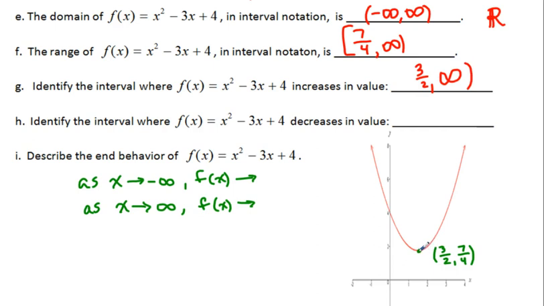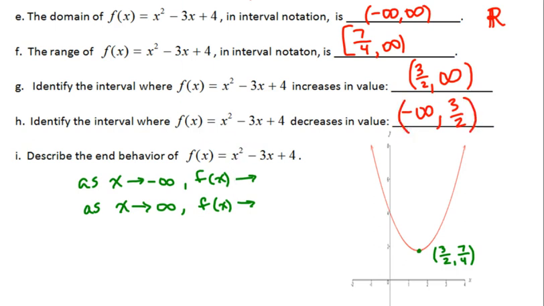Well, at that vertex, it is neither increasing nor decreasing, right? It's a turning point. So we're going to say that after you pass 3/2, that's where we're going to use a round parenthesis. After I pass 3/2, it is increasing. And on the left side, until I get to 3/2, it is decreasing. So it's decreasing from negative infinity down, down, down until it gets to the vertex, and then it stops decreasing. But at that point, 3/2, it is neither decreasing nor increasing, so I'll put a parenthesis.